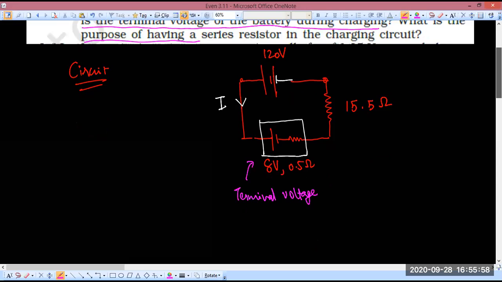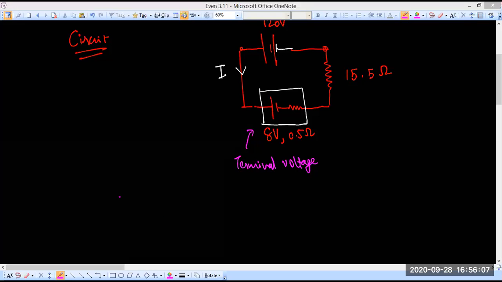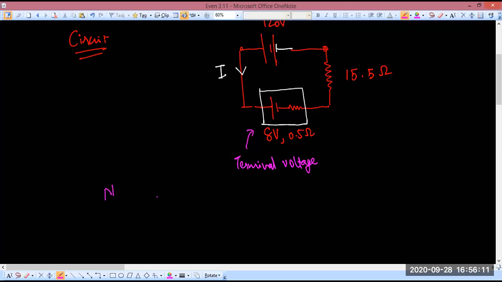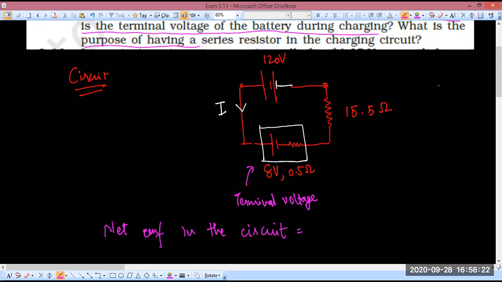Just like I gave you an example earlier, we are going to follow a similar procedure. First step is to find the current. So you could write the net EMF in the circuit. What's the net EMF in the circuit? Come on everyone, tell me what's the net EMF in the circuit. Hurry up, come on.